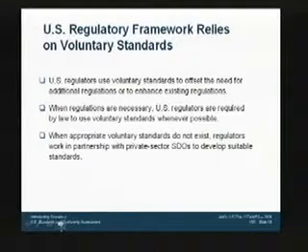Our regulatory framework, our U.S. regulations rely on voluntary standards. United States regulators use voluntary standards to offset the need for additional regulations or to enhance existing regulations. When regulations are necessary, United States regulators are required by law to use voluntary standards wherever possible.